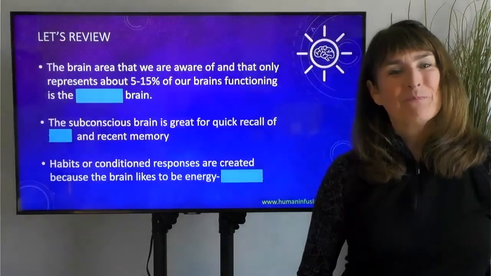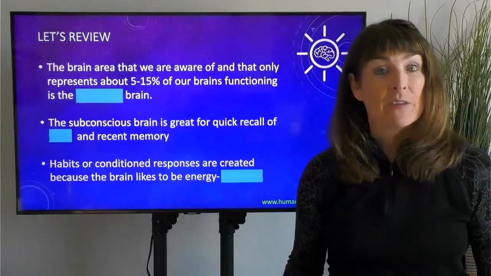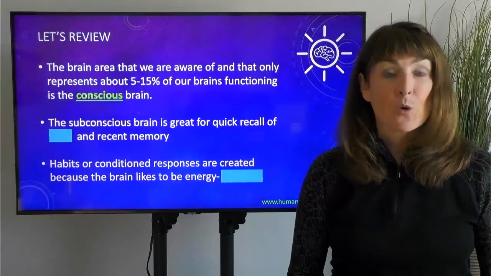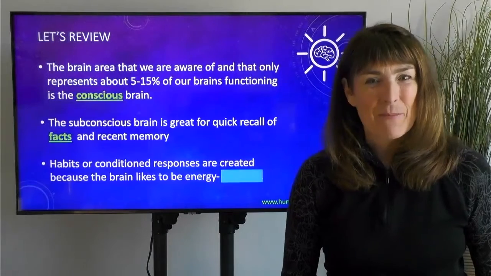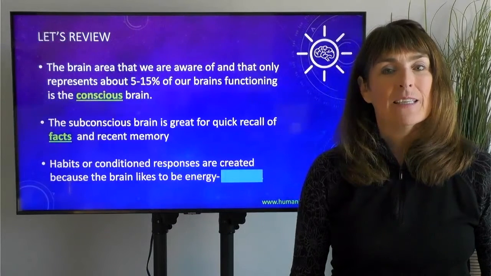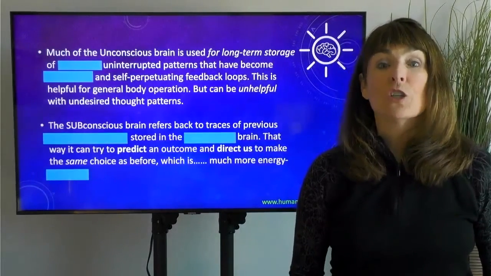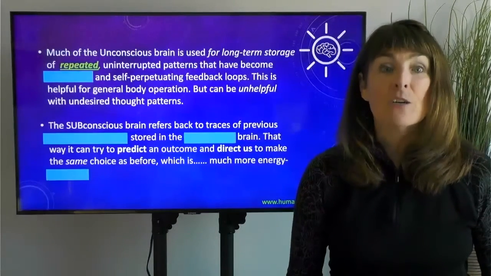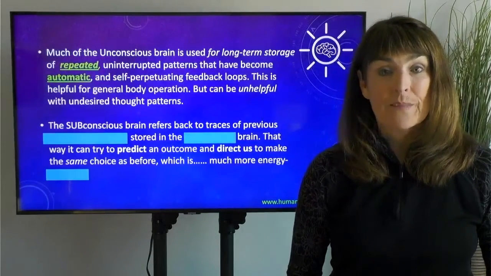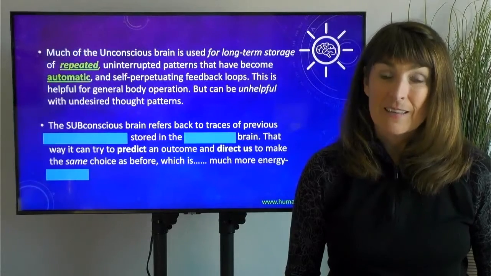Okay, so let's review. The brain state that we're aware of, and that only represents about 5 to 15% of our brain's functioning, is the conscious brain. The subconscious brain is great for quick recall of facts and recent memory. Habits or conditioned responses are created because the brain likes to be energy efficient. Much of the unconscious brain is used for long-term storage of repeated, uninterrupted patterns that have become automatic and self-perpetuating feedback loops. This is helpful for general body operation, but can be unhelpful with undesired thought patterns.